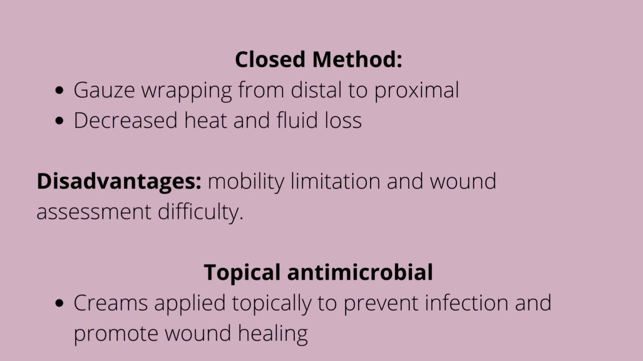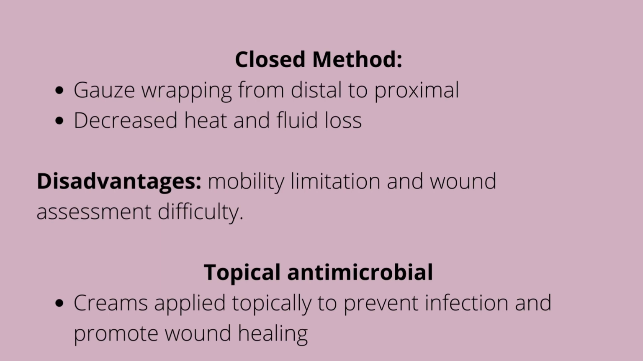Closed method of treatment. With closed method of treatment, it involves gauze dressing wrapped from distal to proximal. We always wrap it from distal to proximal. We need to aid in that blood circulation. With this, there will be a decreased heat and fluid loss. Of course, we've covered it. And the disadvantage of this is mostly mobility, which could cause contractures. And wound assessment is normally difficult, and it's only done during the dressing changes. You can only see it when you're taking the dressing off. And if the dressing is changed every 2 days, you really don't know what's going on under there until the 2 days, when you take it out, okay?